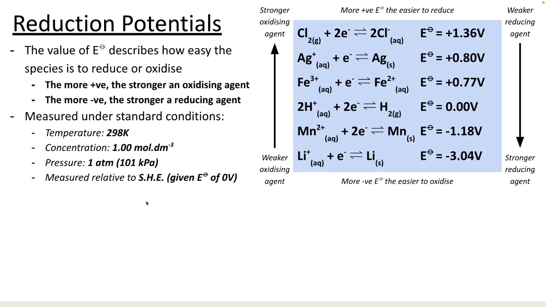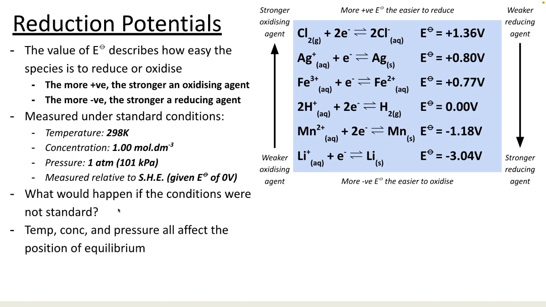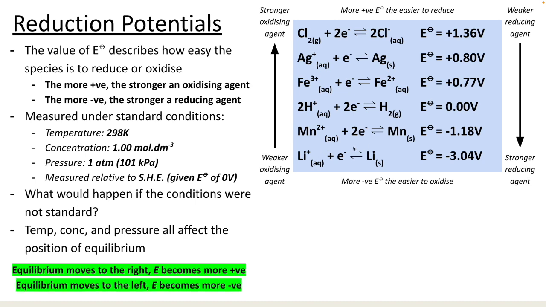The reason we were doing this is because of our redox equilibria, the fact that we have an equilibrium system and we can shift the position of this equilibrium based on factors like temperature, concentration and pressure. And this is going to affect our reduction potential value, as we'll see today. So let's consider if we have non-standard conditions. Temperature, concentration and pressure all affect the position of equilibrium. What happens if this equilibrium position moves?